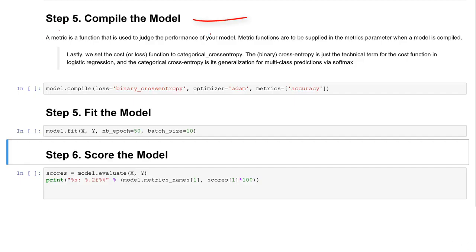All right, in this lesson, let's go ahead and compile our model. All right, we're getting down to the end here. Step 5, compile the model. After we define our model, it's time to compile it.